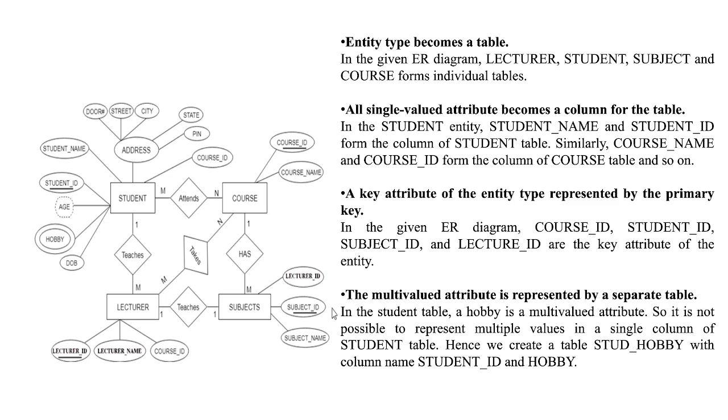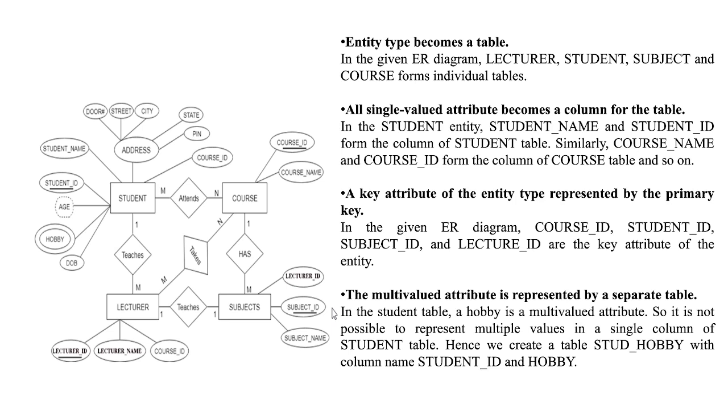The second important point: all single valued attributes become columns of the table. In the student entity, student name and student ID form the columns of the student table. Similarly, course name and course ID form the columns of the course table, and so on. Next, a key attribute of the entity type is represented by the primary key. In the given ER diagram, course ID, student ID, subject ID and lecturer ID are the key attributes of the entities.